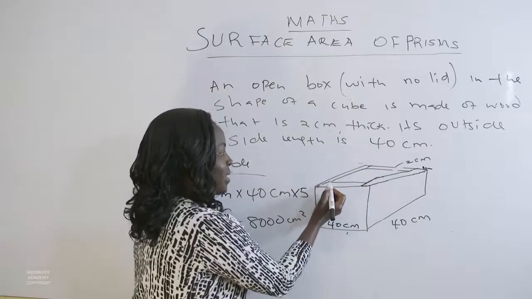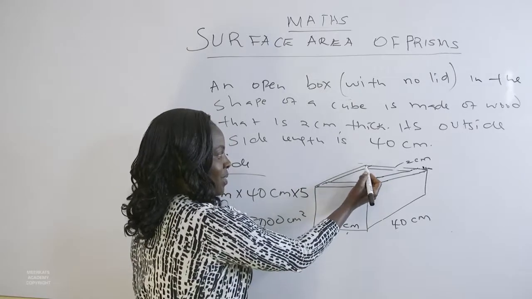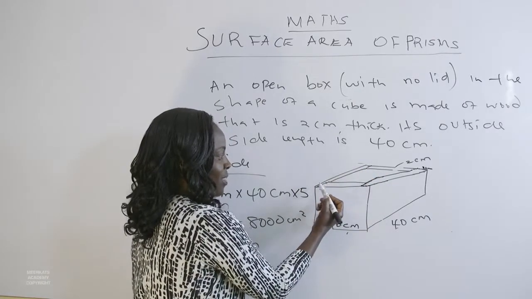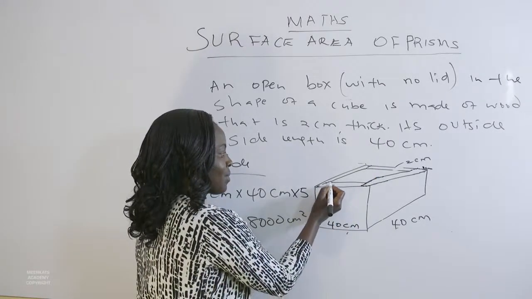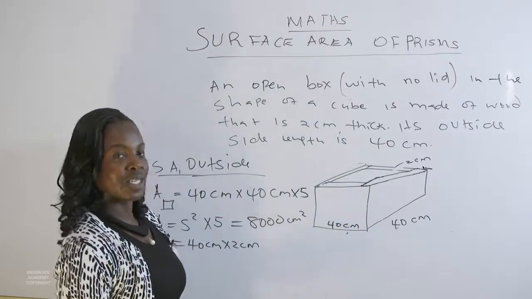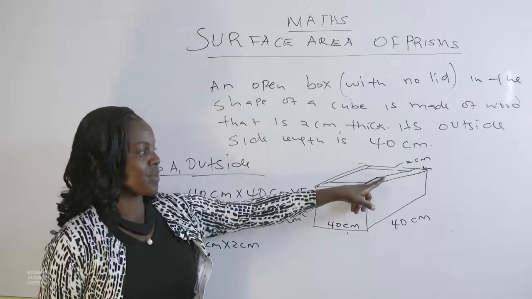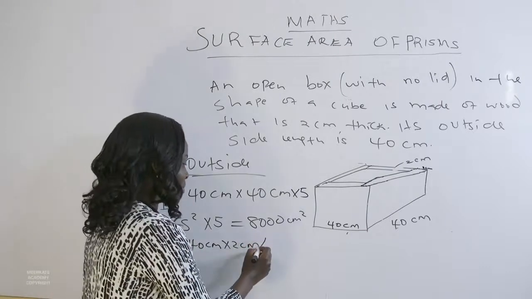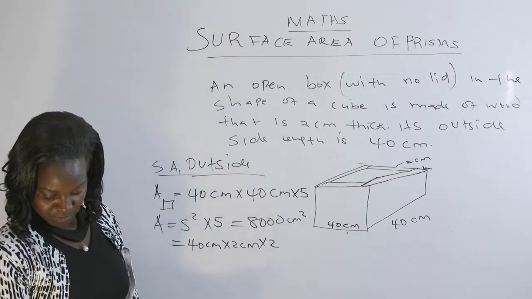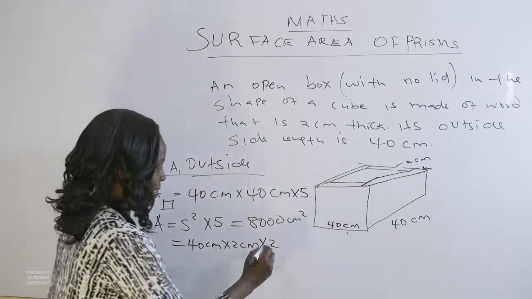It is the same case with the other one, this last one also. It is all the way from this corner to this corner, which is 40, and then the width is 2 centimeters. So we have 2 of them, which are equal. So that is 40 times 2 times 2, because there are 2, we have 160.